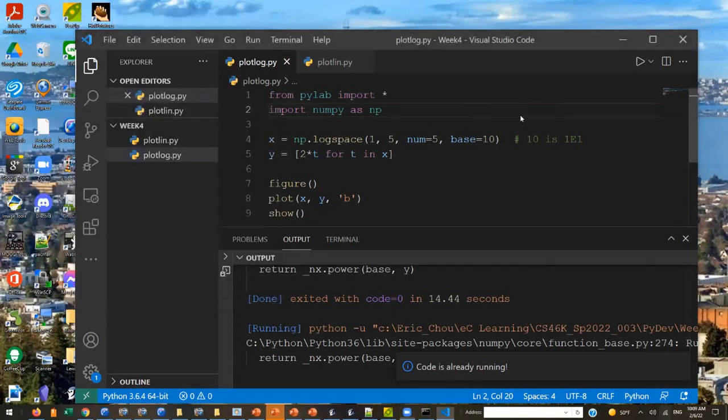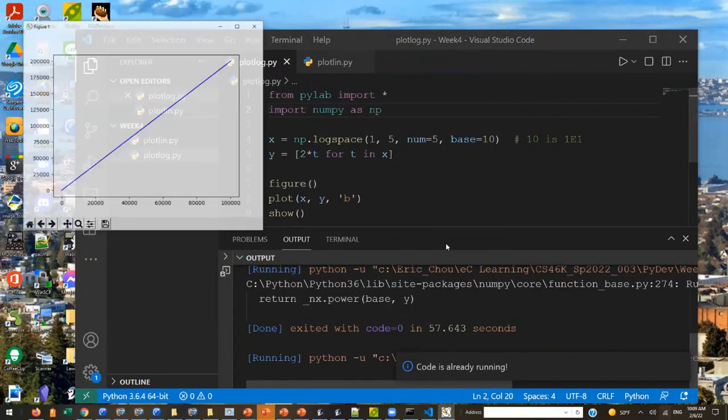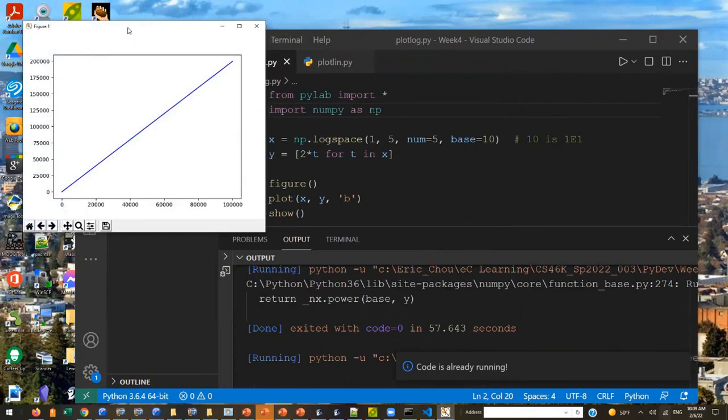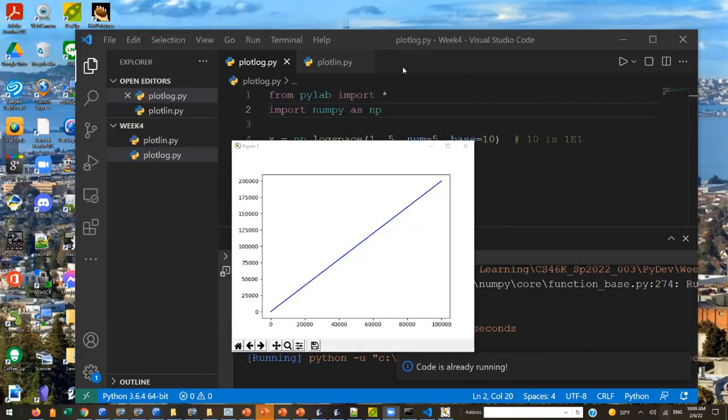This one is to create your X data in log scale. We got it, right? You see it is 10 to the power 1, 10 to the power 2, up to 10 to the power 5. It creates 5 points, and those 5 points are in the log scale.